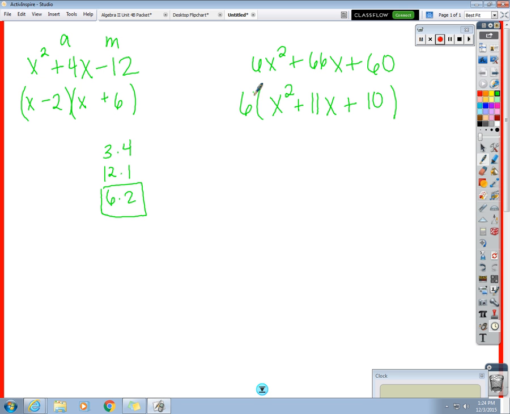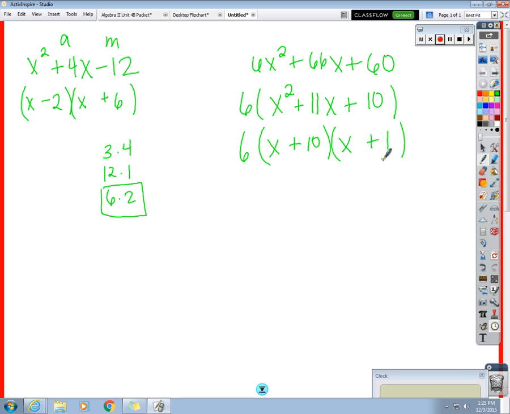Now that we've pulled out the 6, doesn't our remaining trinomial look just like this one? Its a value is 1. So we're ready to bubble method it. Now, you have to bring down the 6. If you leave off this 6, your answer is incorrect. 6 is part of the answer, and we'll talk about why in a minute. Now we're ready to bubble method by looking for two numbers that add up to 11 and multiply to 10. Positive 10 and positive 1.